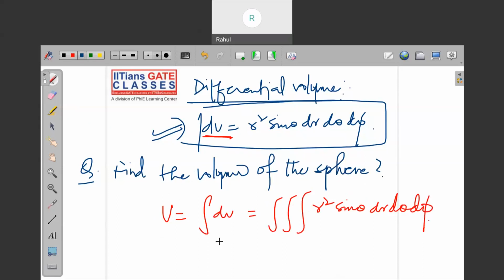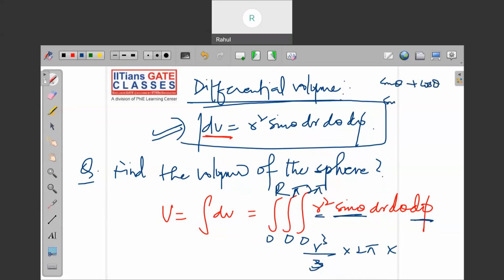Okay, so you know the limits. R varies from 0 to capital R, theta varies from 0 to pi, and phi varies from 0 to 2 pi. So what you can do here is that R square integrates to R cube upon 3, and phi will give you 2 pi. Then the integration of sine theta is minus cos theta, because cos theta differentiates to give sine theta.